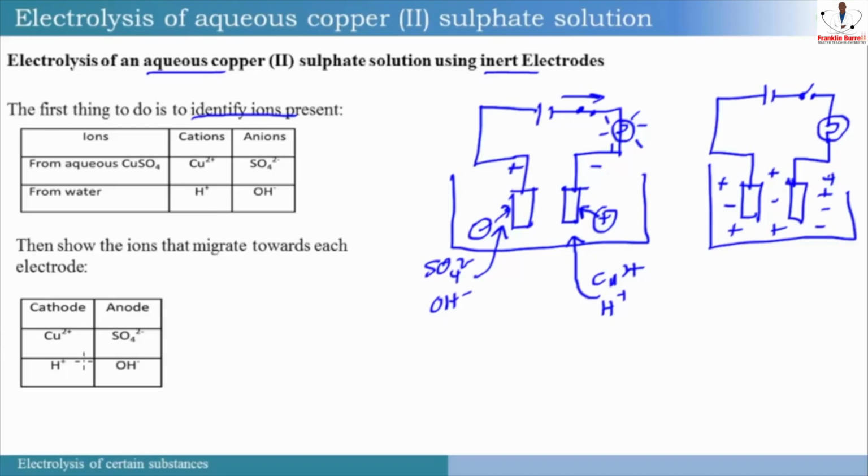Now, which one would be preferentially discharged over the other? If you look in the electrochemical series, you will see that copper is below H+. Hence, copper would come off in preference to H+. You'll also see that OH- is lower than SO4 2-. Hence, OH- would come off in preference to SO4 2-.